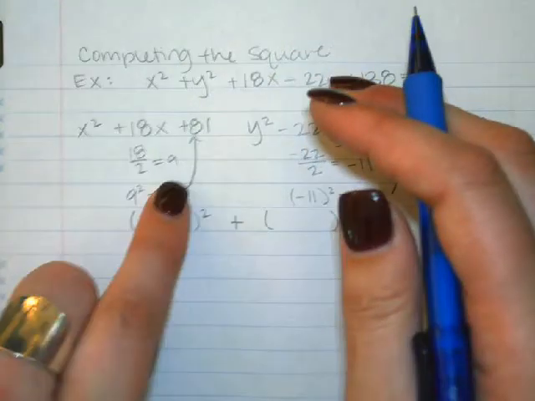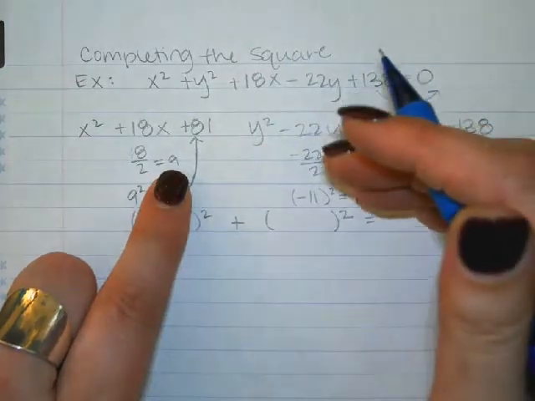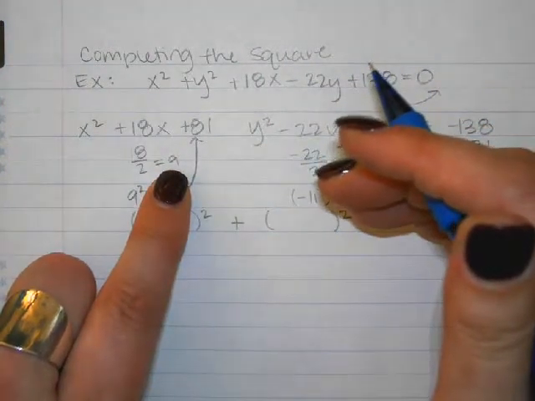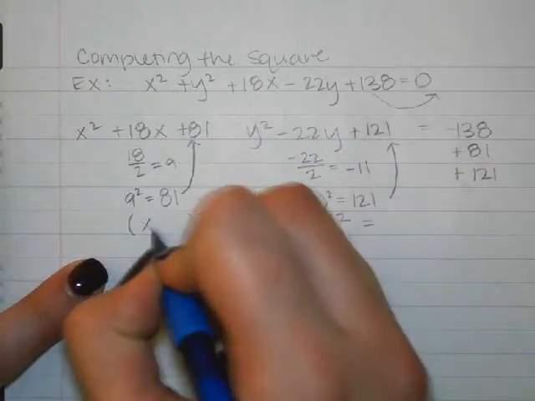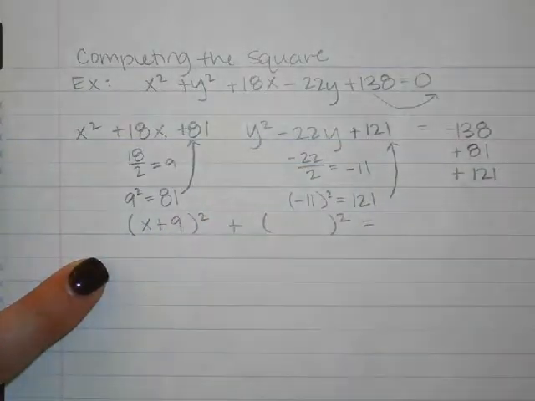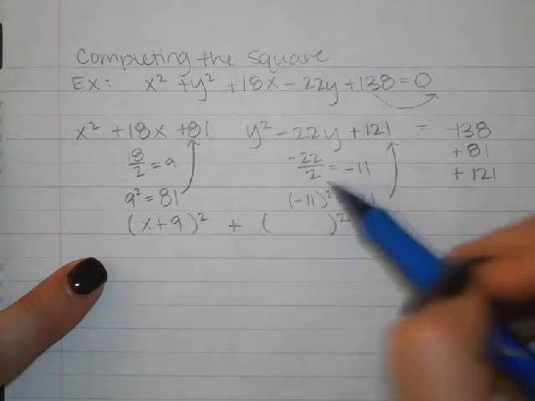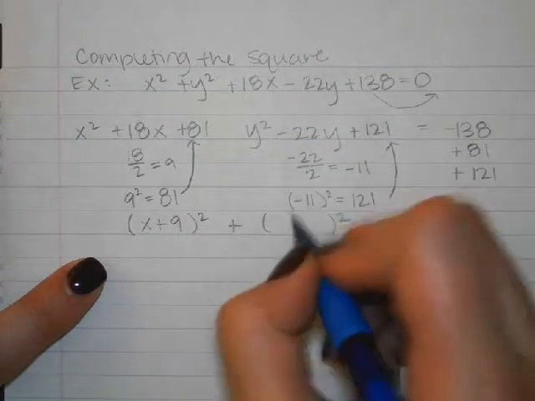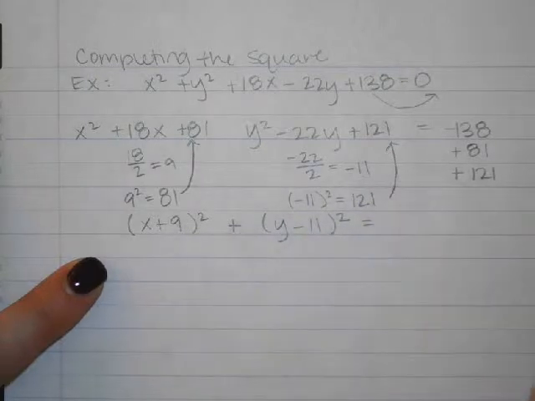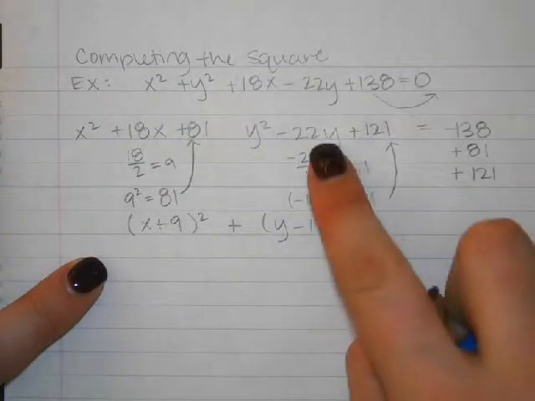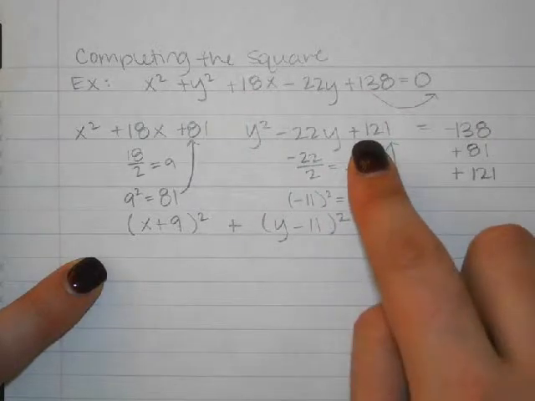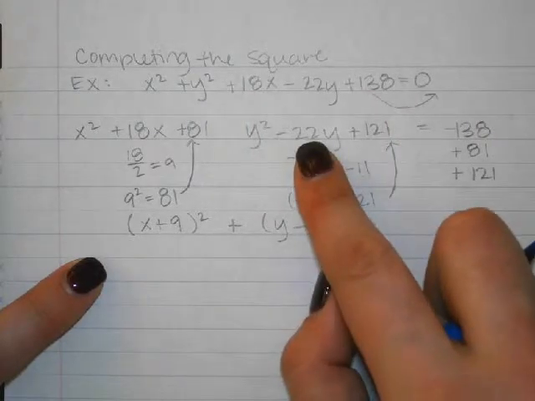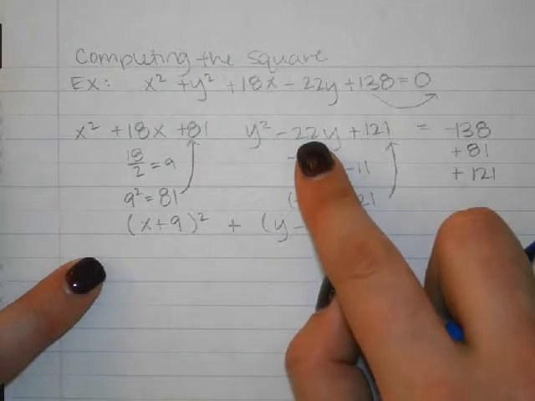And instead of doing that work, you can just say whatever number I got when I divided it by 2, that's what goes in the parentheses. Okay? So I'm going to say this is x plus 9 squared. Over here, when I divided by 2, I got negative 11, and so I'm going to write y minus 11 squared. But again, if I tried to factor that, I'd be looking for two things that multiply to 121 that add to negative 22, and that would be negative 11 and negative 11. Two sets of parentheses that are identical.